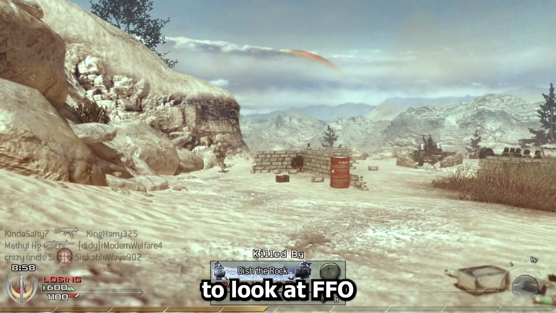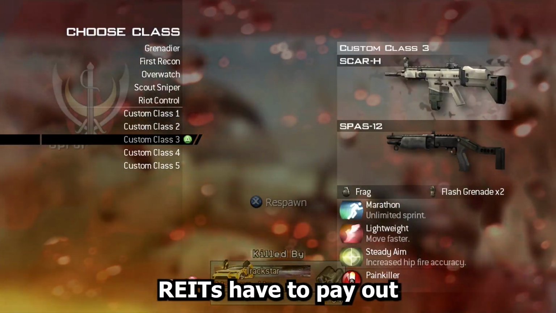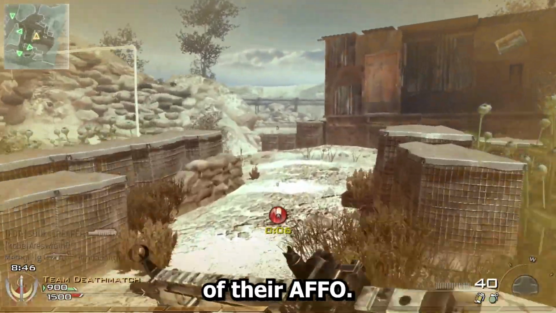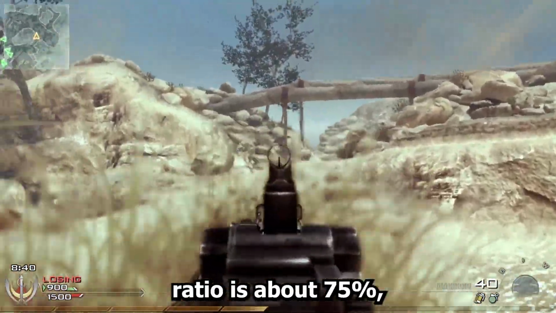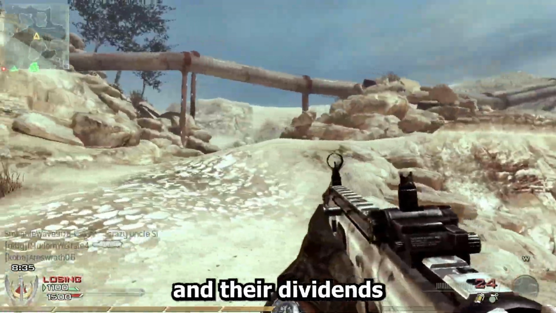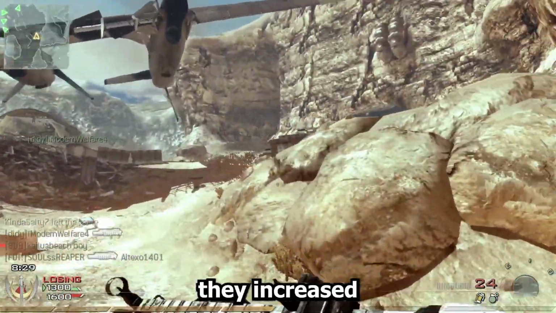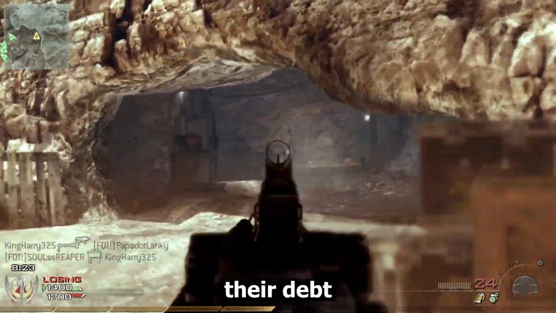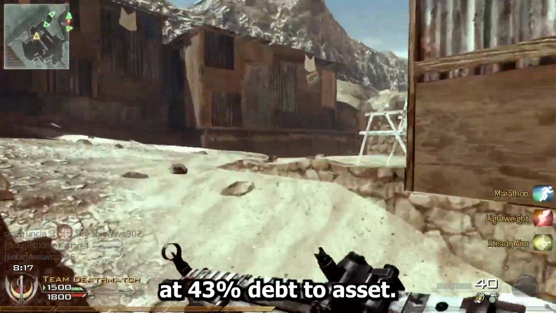Just like you have to look at FFO and AFFO instead of income, you also have to use that when looking at payout ratios. REITs have to pay out 90% of their taxable income, but not 90% of their AFFO. According to Seeking Alpha, their AFFO payout ratio is about 75%, which is on the higher side, but they've been consistently growing their AFFO and their dividends for years. They actually increased their dividends quarterly, and in December 2024, they increased their dividends consecutively for the 109th time since 1994. Their debt-to-asset ratio is up 1.3% year over year in 2024, but they're only sitting at 43% debt to asset.